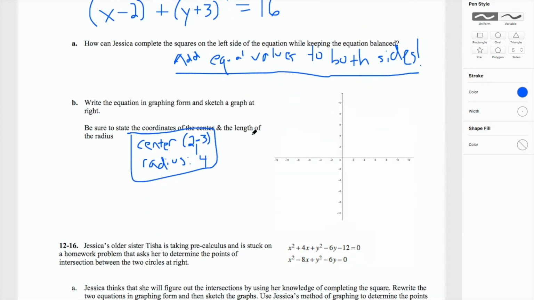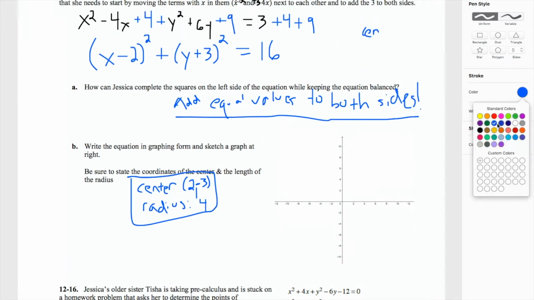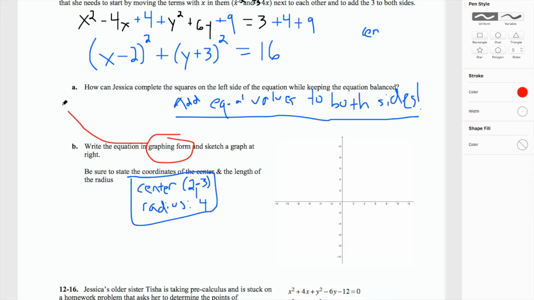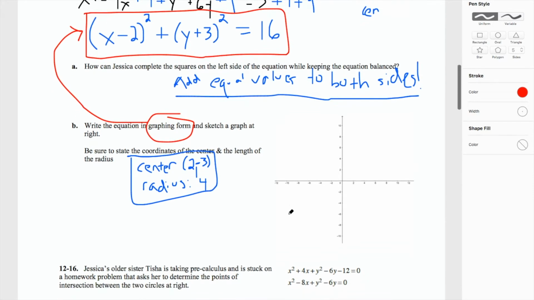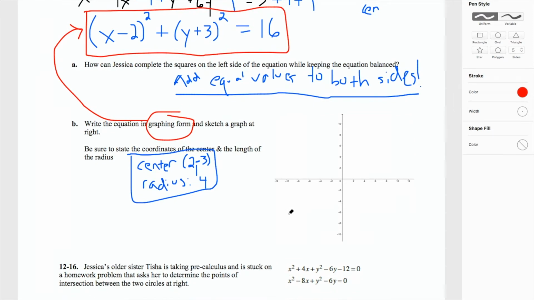Write the equation in graphing form and sketch a graph at right. Be sure to state the coordinates of the center and the length of the radius. Well, I've already written it in graphing form, so I'm going to circle this and point out that I've already done this here. No reason to spend the time rewriting it because it's painful writing with this computer pen. And then let's go ahead and sketch a graph here at right.